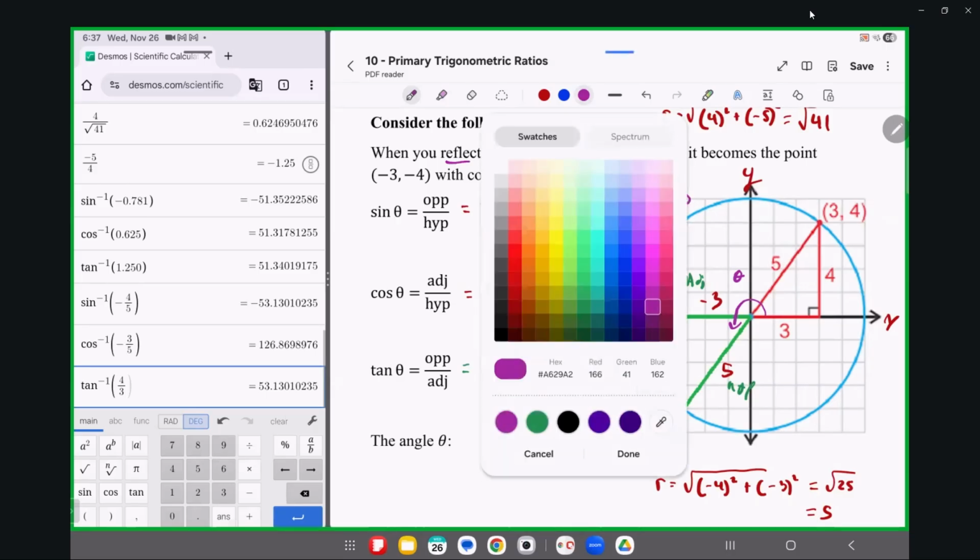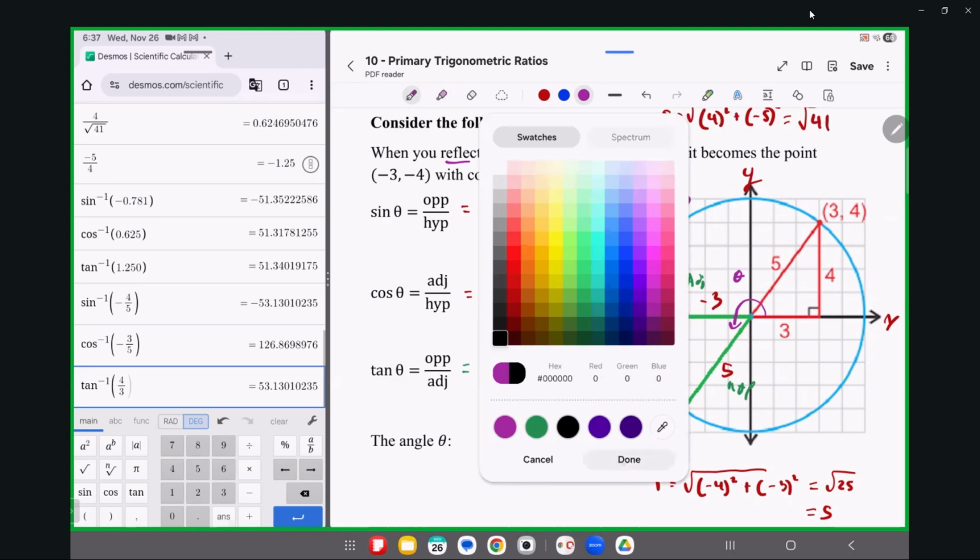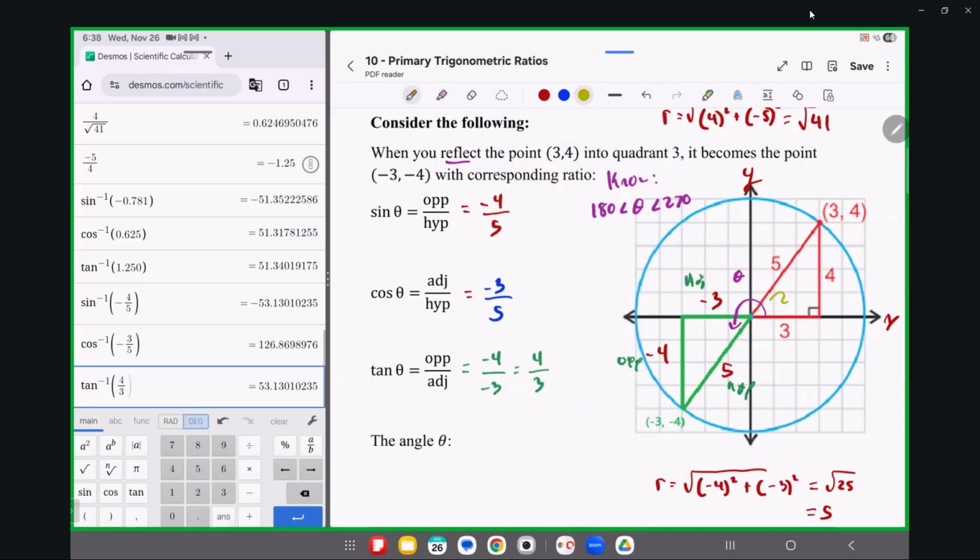And the reason for that is, let's pick this gold color, I suppose. Here, this angle of theta is exactly the same size, magnitude-wise, as this angle of theta. Those are both the exact same length.